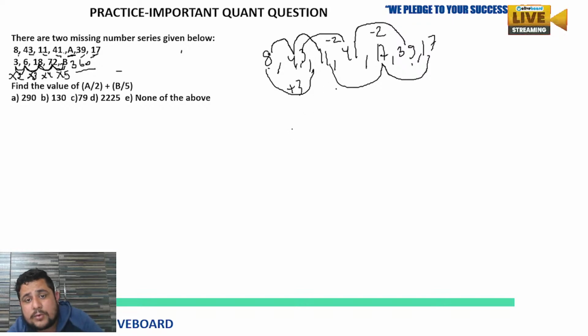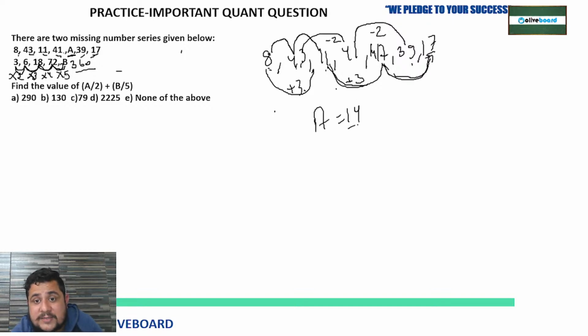Now what we have to do? The alternate pattern we can easily see here: 8 plus 3, 11. Now 11 plus 3 is 14. Now 14 plus 3, we get 17. On alternate places, right? So by this logic, the value of A is 14.